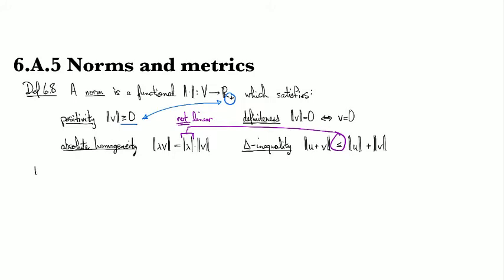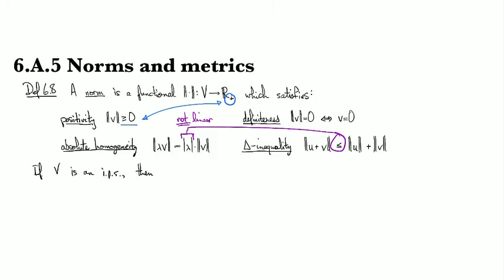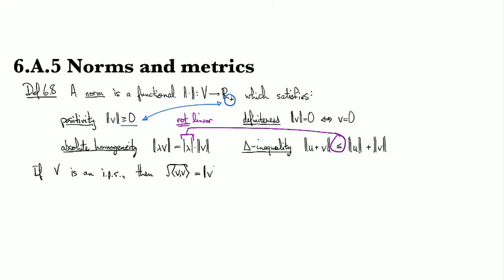Okay, so now the way this goes is that if V is an inner product space, then we can define a norm by taking the square root of the inner product of a vector with itself. So that will be our standard definition of what a norm is on an inner product space. So this always defines a norm.